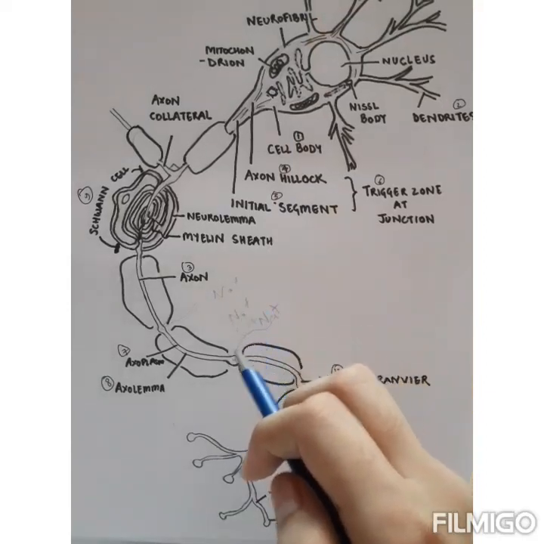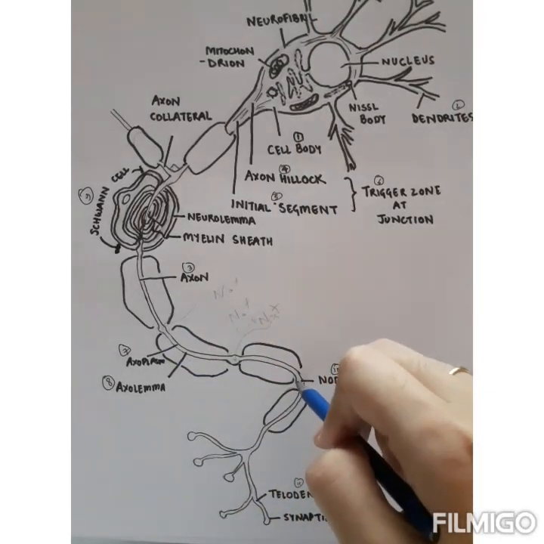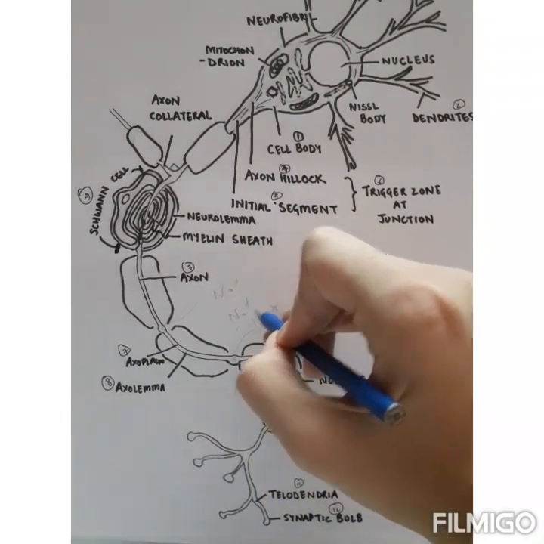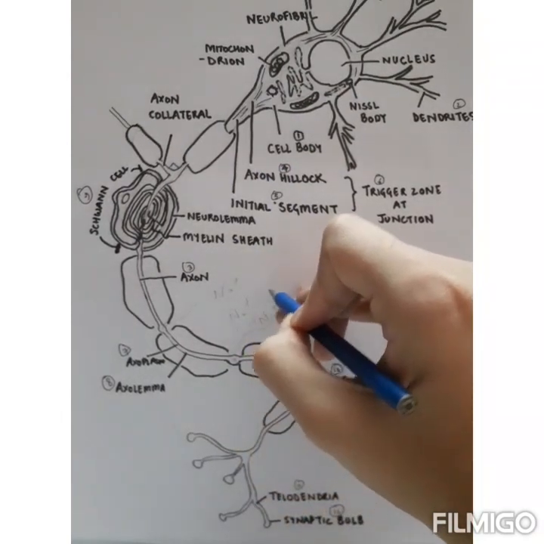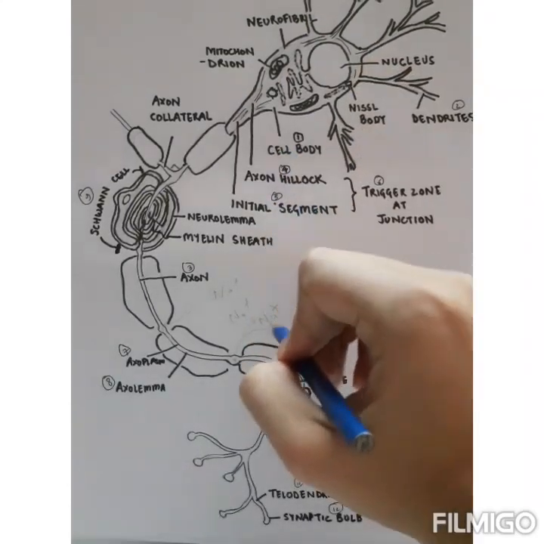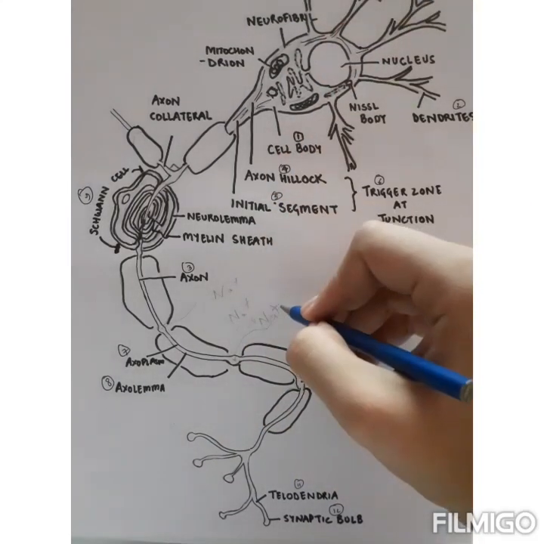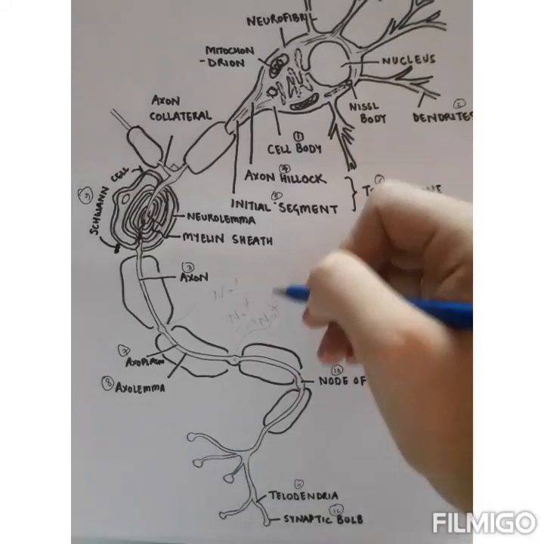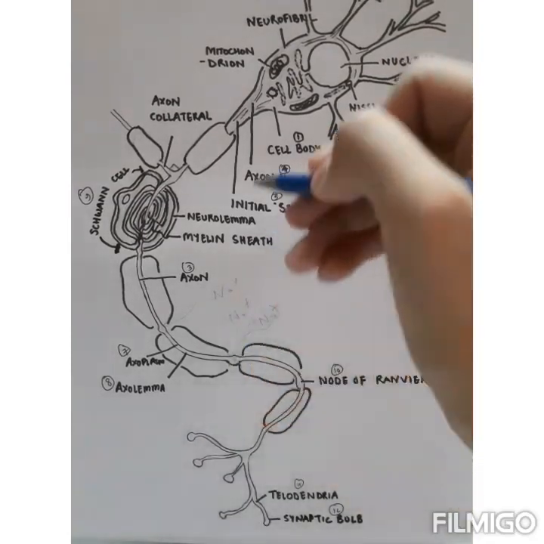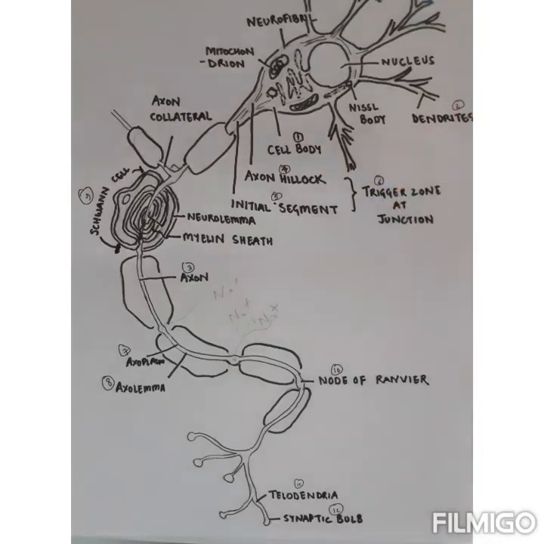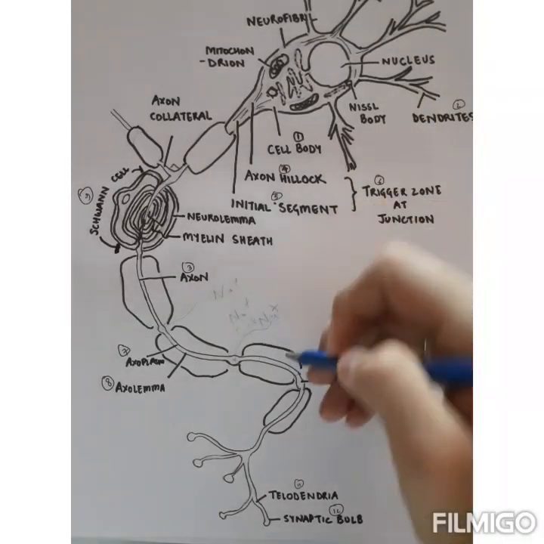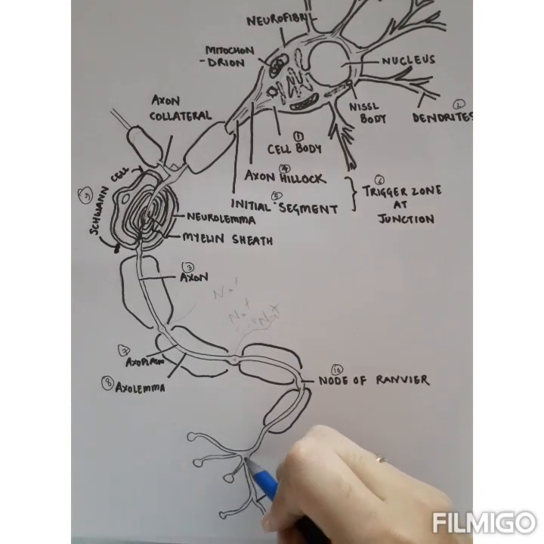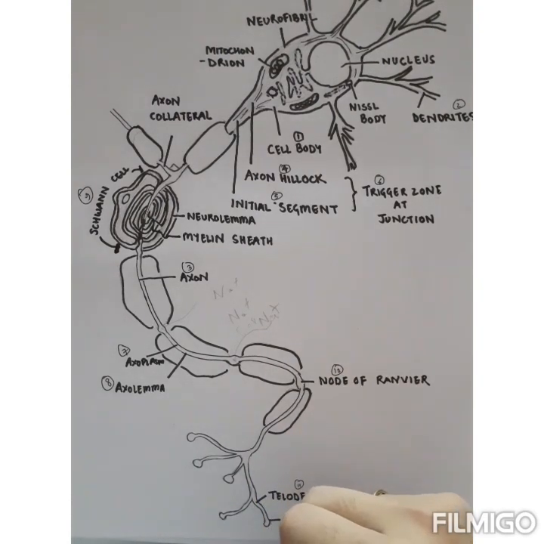So to regenerate that action potential, we need to have some gaps where the cell can contact the extracellular fluid where sodium ions are present, and it is from the extracellular fluid that the sodium ions will enter the axon through voltage gated sodium channels and help in the regeneration of action potential. So once the action potential reaches these branched endings called telodendria, it finally enters the synaptic bulb, which is present at the axon terminal.